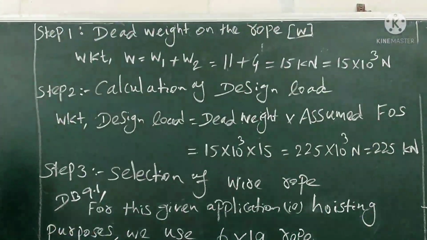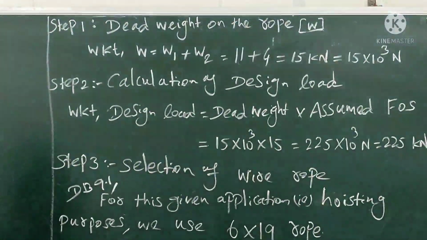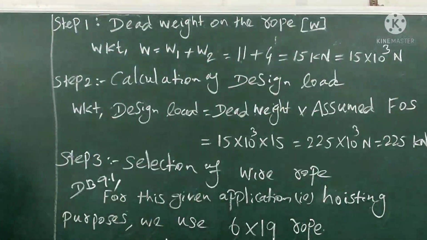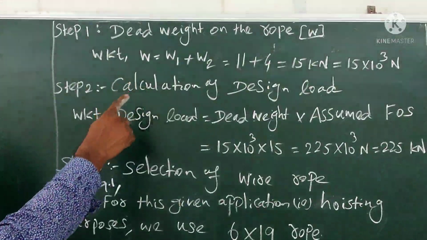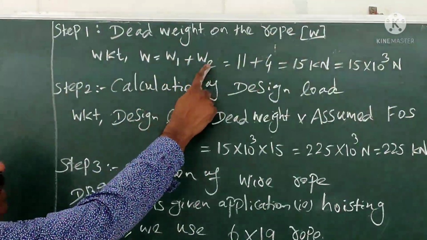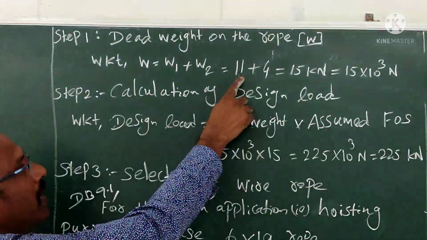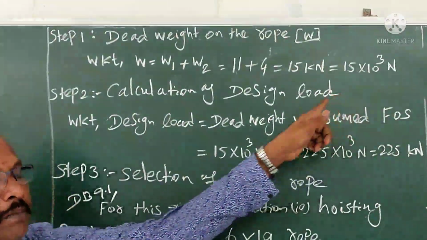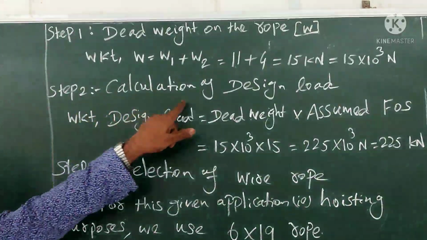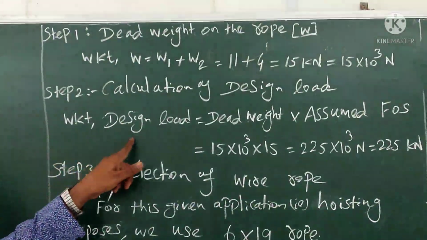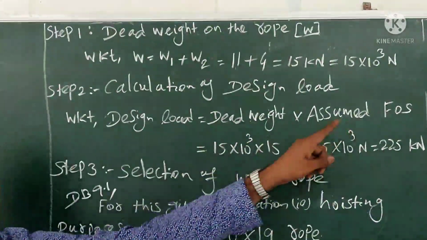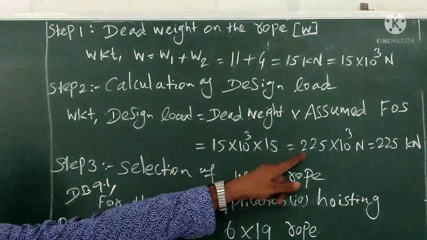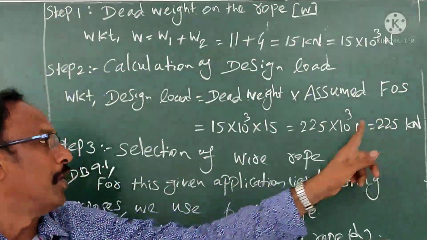Next, the steps to solve this problem. Step number 1, dead weight on the rope. We know that dead weight on the rope W is equal to W1 plus W2, that is 11 plus 4, 15 kilonewton. We can write in Newton, 15 × 10^3 Newton. Step 2, calculation of design load. We know the design load equals dead weight times the assumed factor of safety. So 15 × 10^3 multiplied by 15, we get 225 kilonewton.